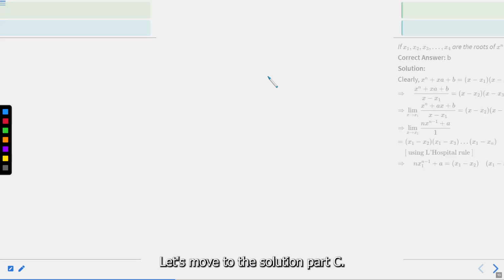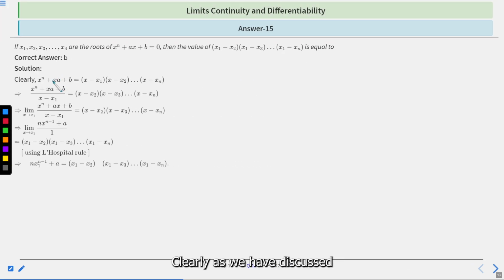Okay, let's move to the solution part. Clearly, as we have discussed, x^n + ax + b can be written as (x - x1)(x - x2) till (x - xn), right? So let's divide both sides by (x - x1). It can now be written as (x^n + ax + b)/(x - x1) is equal to (x - x2)(x - x3) till (x - xn), right?